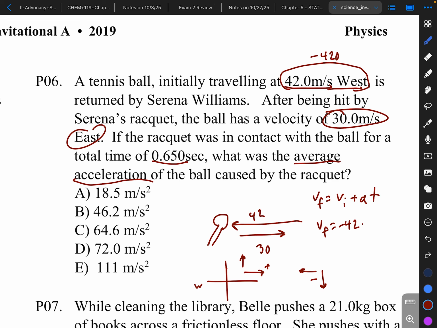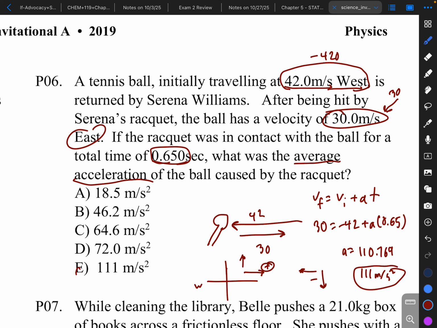Now what is the final velocity? Final velocity is 30 meters per second east. East is positive, so this is going to remain 30. So I will replace VF with 30. And now we're also given the time it took for the ball to change speeds. So the time was 0.65. And now just simply solving for acceleration will give us 110.769, which will round up to 111 meters per second squared. So the answer to number 6 is E.